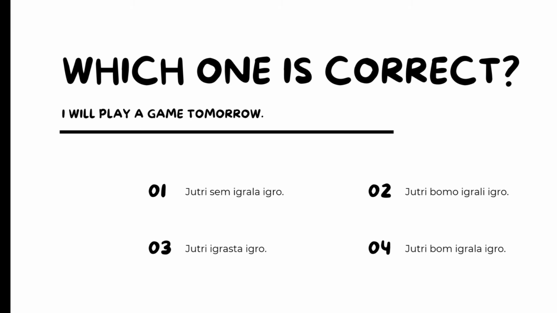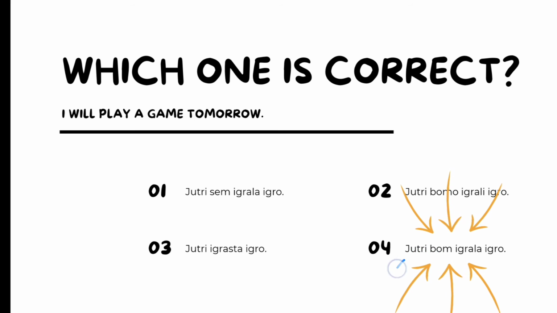Okay. Which one is correct? I will play a game tomorrow. Pause the video now and try to get it. 3, 2, 1. Well, the answer is Jutri bom igrala igro. I will play a game tomorrow. But why, you might be asking? Well, let's go through everything again and try to figure it out.